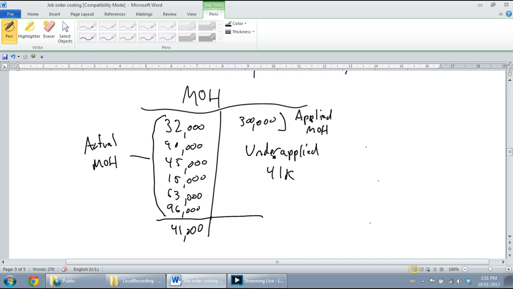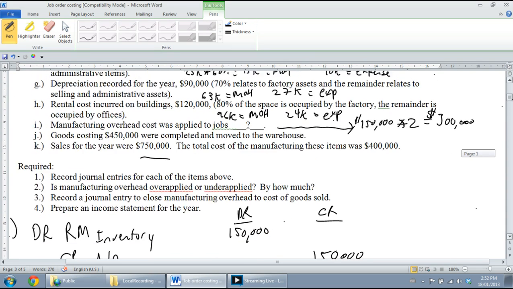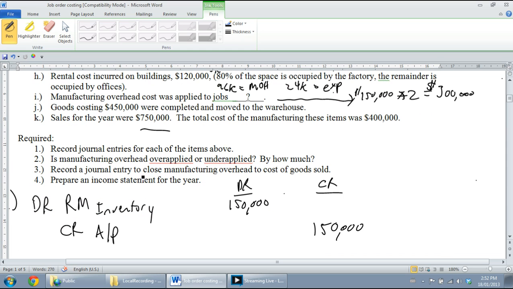The next part of our question, part three, so this is part two, part three says, okay, it's underapplied, fix it. Adjust or close overhead through cost of goods sold. So let me just read the question, make sure I'm not misleading here. Record a journal entry to close overhead to cost of goods sold.